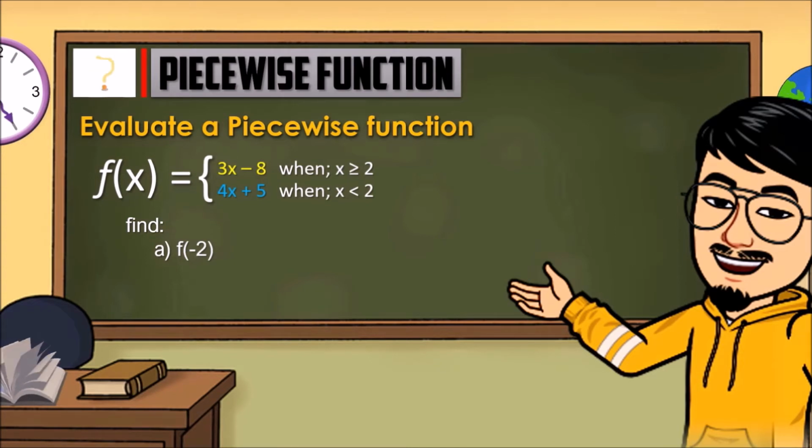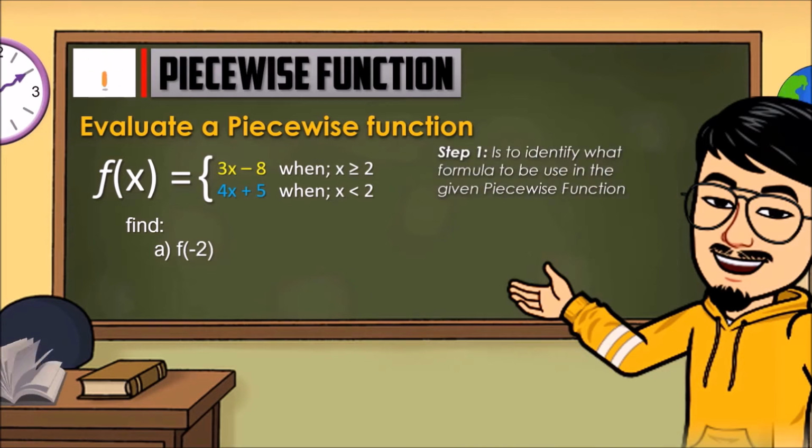Find f of negative 2. First step is to identify what formula to be used in the given piecewise function. To identify the formula to be used, we will substitute the value of x to the given condition. In the first condition, we have x greater than or equal to 2. So we have negative 2 greater than or equal to 2. Next is to substitute negative 2 to the x of x less than 2. We have negative 2 less than 2.